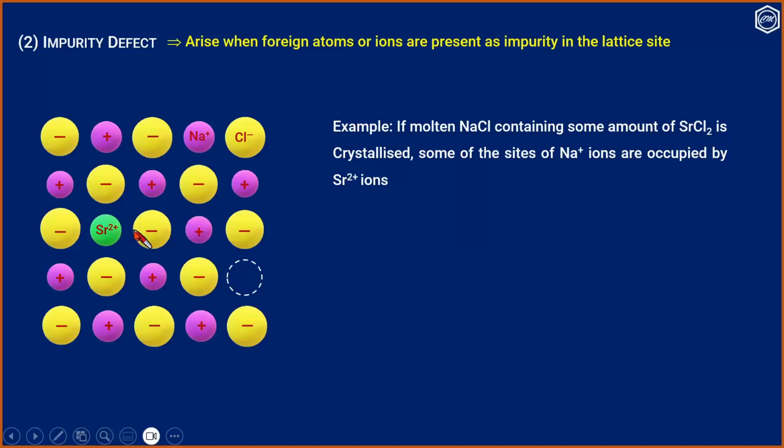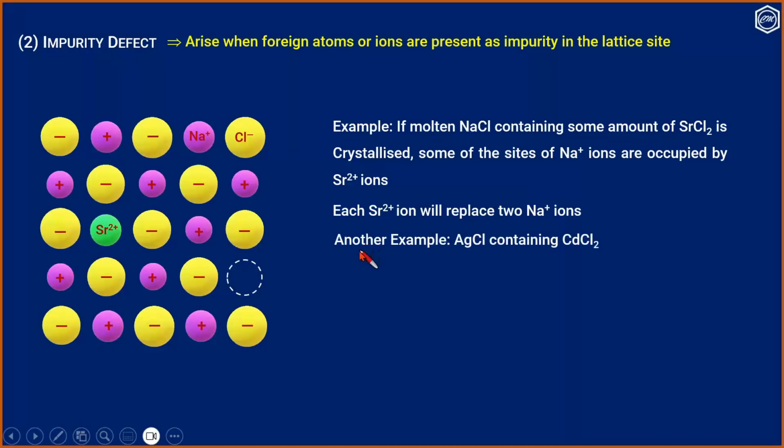Strontium ions have plus 2 charge, while sodium has only plus 1. So one strontium ion will replace 2 sodium ions. Another example is silver chloride containing cadmium chloride.